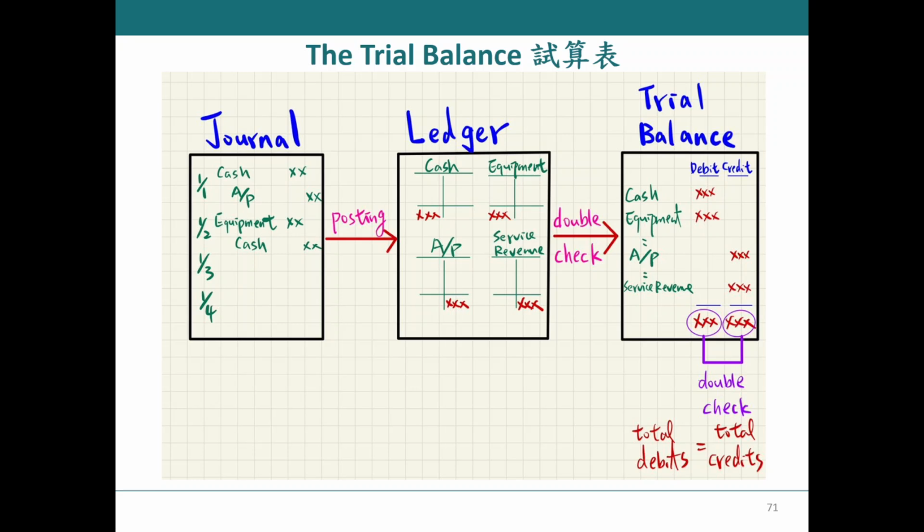做分录 journalized. Then posting 过账 transfer the data from first book journal to second book ledger, right? Based on accounts, right? Cash, accounts receivable, accounts payable, service revenue, so on. Because we want to answer managers' questions anytime. So that's why we need our second book. Okay? After that, we've done first book, second book.